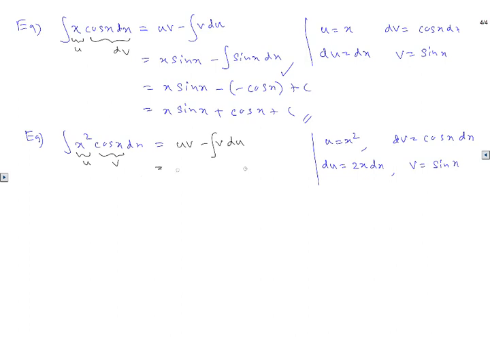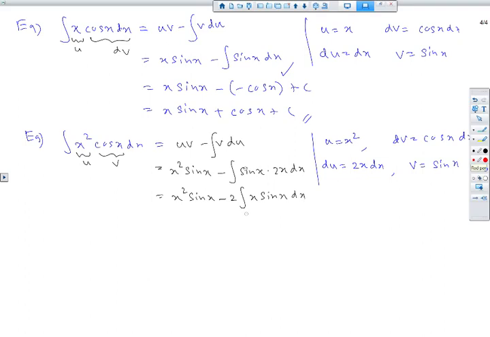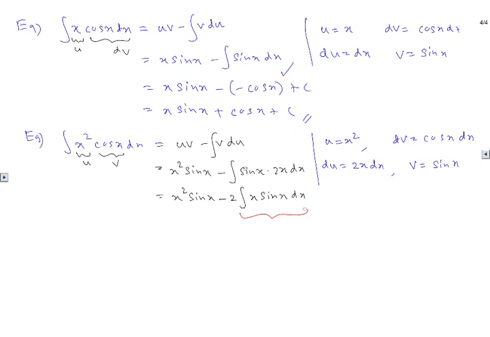We plug in, so it is x squared sine x minus v, which is sine x, times du. What is du? du is 2x dx. So if you rewrite it, x squared sine x minus, you can take the 2 out, the integral of x sine x dx. Now what do you do? You have to do this again. See that? But it's simpler than the original one. In the original you had x squared, now it is only x. So you do this again.